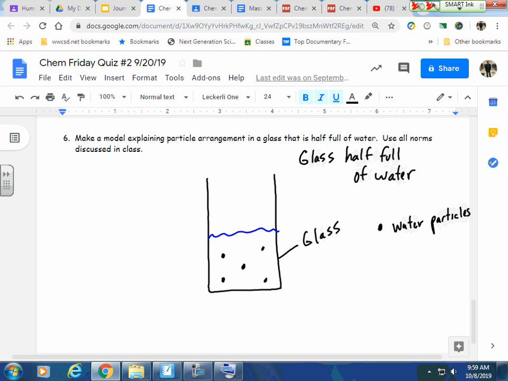But above the water, in the glass still, there could be air or oxygen, whatever you want to say. I would just say air particles to keep it simple, because realistically it's not just oxygen above it. It's mostly nitrogen actually. Okay, so that should do everything for modeling.